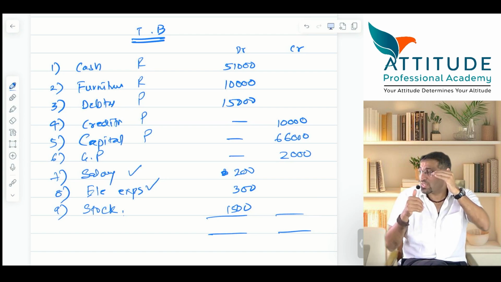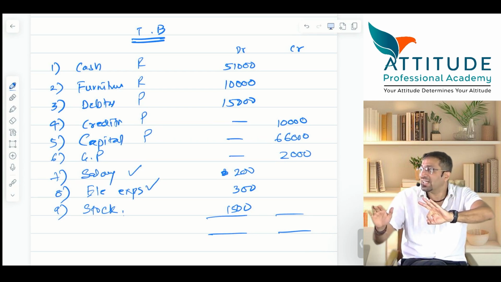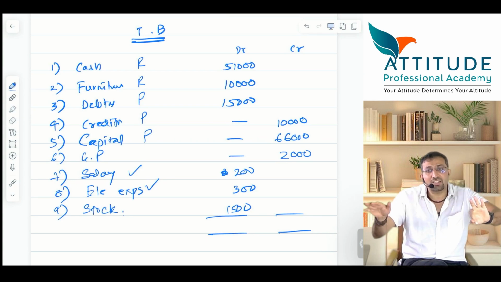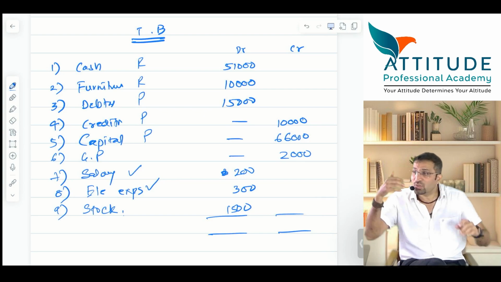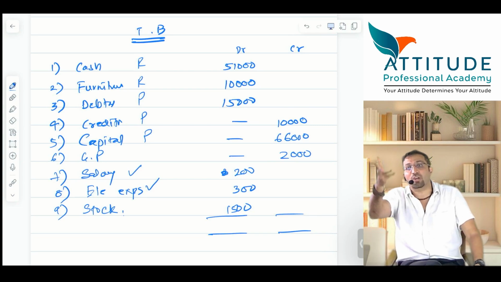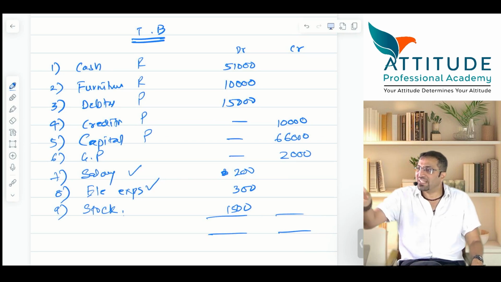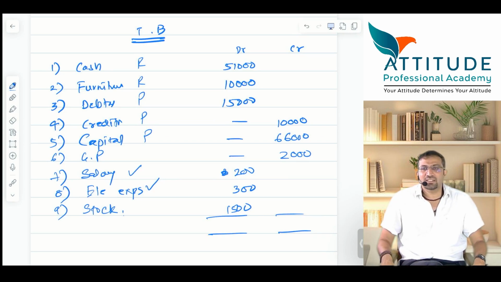What items are in the trial balance? Personal, real, nominal, all three will be there. If not even one nominal account remains, then it means that all the nominal accounts are what? Closed, including trading account and P&L account. Might be net profit is also transferred to capital. Suppose net profit is also not there, then net profit is already transferred to what? Capital. Then only the balance sheet you have to what? Prepare. Is that clear? Any difficulty?